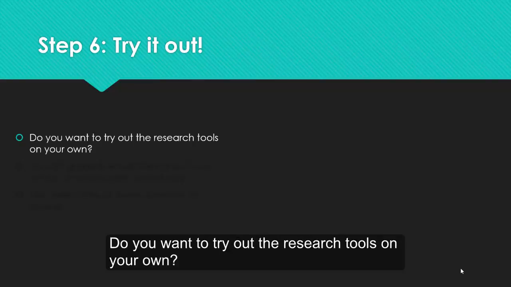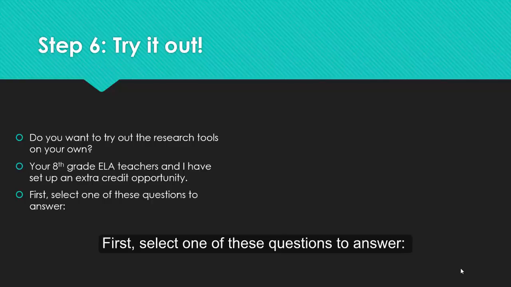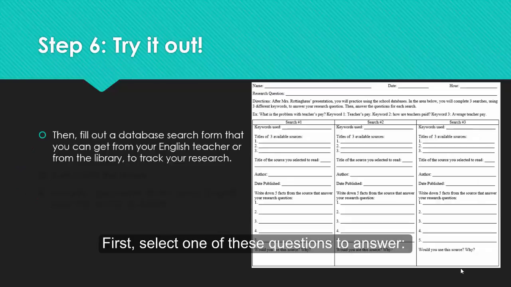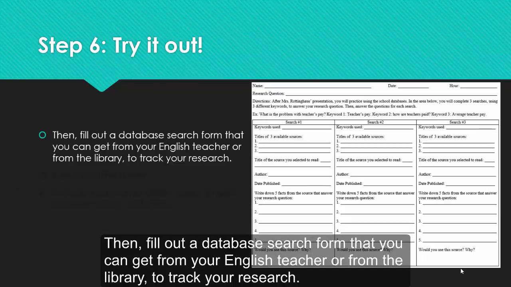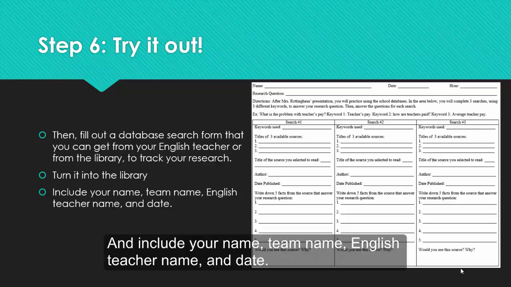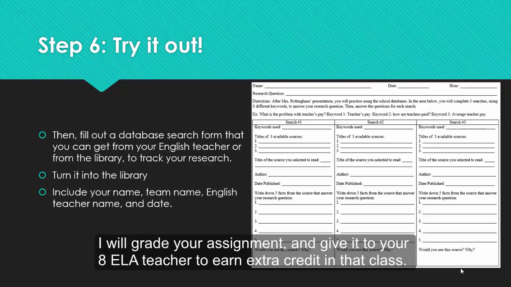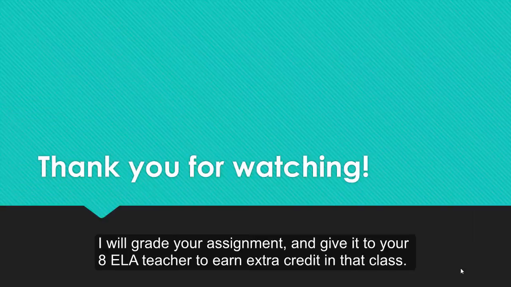Step 6. Try it out. Do you want to try out the research tools on your own? If so, your 8th grade ELA teachers and I have set up an extra credit opportunity. First, select one of these questions to answer. Then, fill out a database search form that you can get from the English teacher or from the library to track your research. Turn it into the library and include your name, team name, English teacher name, and date. I will grade your assignment and give it to your ELA teacher to earn extra credit in that class.